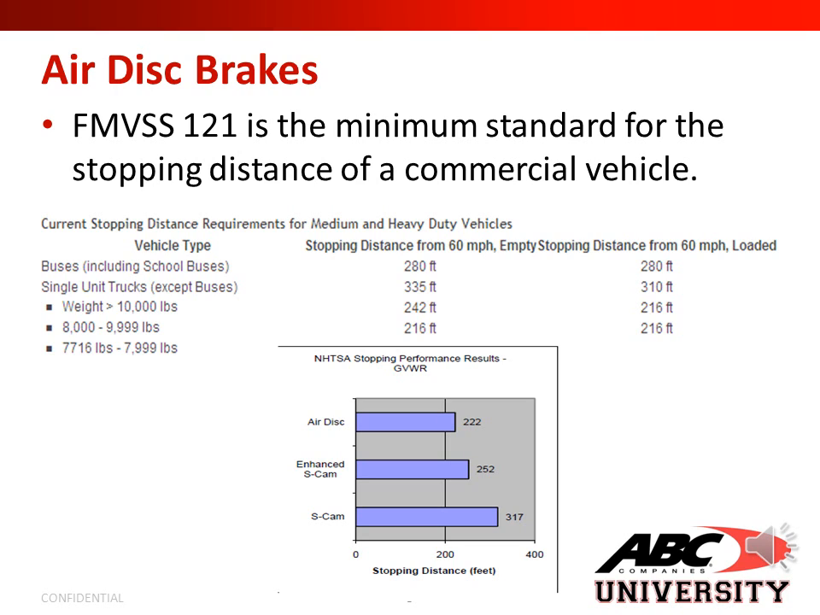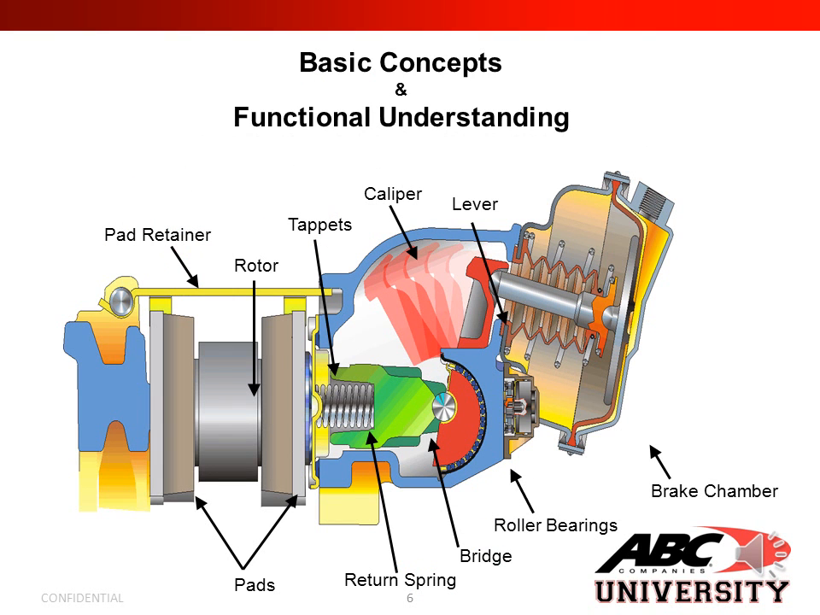In this slide, we show you the Federal Motor Vehicle Safety Standard 121 is the minimum standard for the stopping distance of a commercial vehicle. The chart below shows you the current stopping distance requirements for medium and heavy duty vehicles. In this slide, we show you a basic cutaway of your disc brake system.